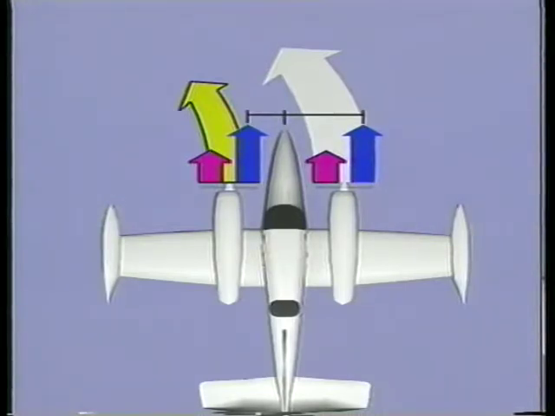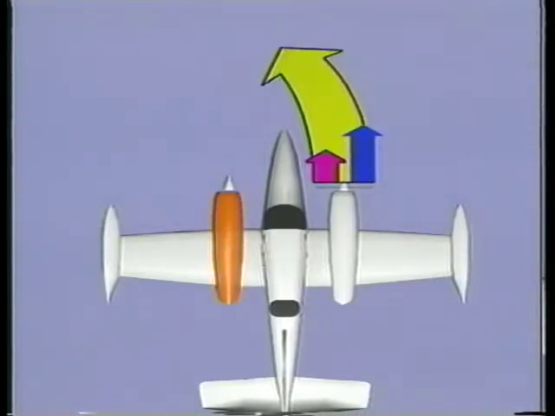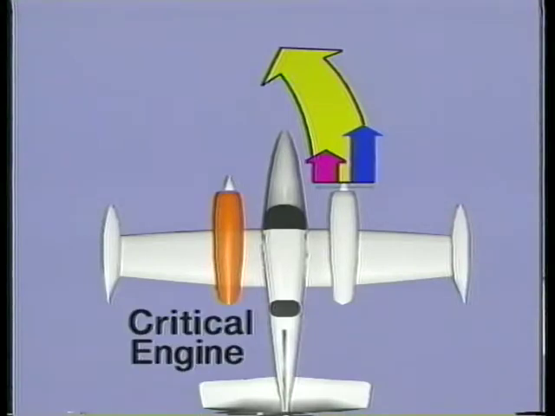In a conventional twin, failure of the left engine would produce a greater turning tendency than failure of the right engine. This is the reason that the left engine is called the critical engine.